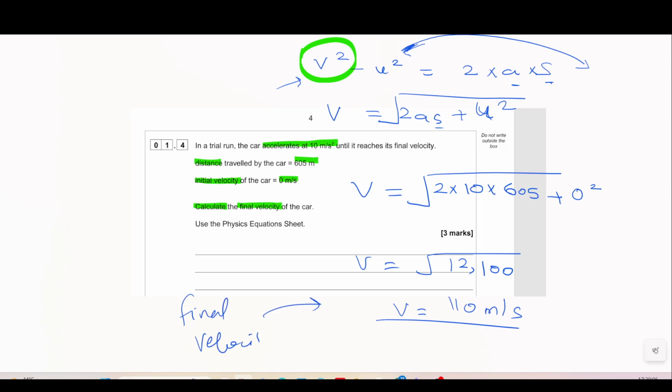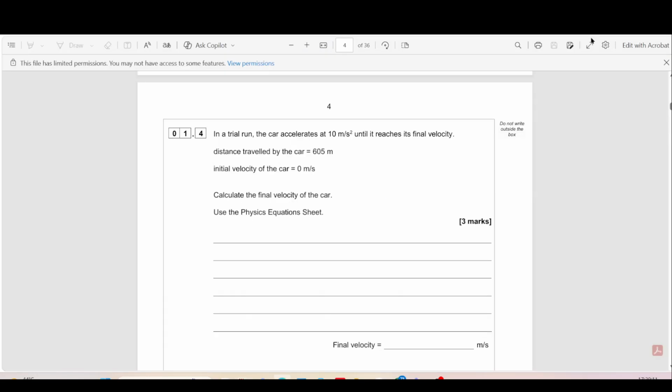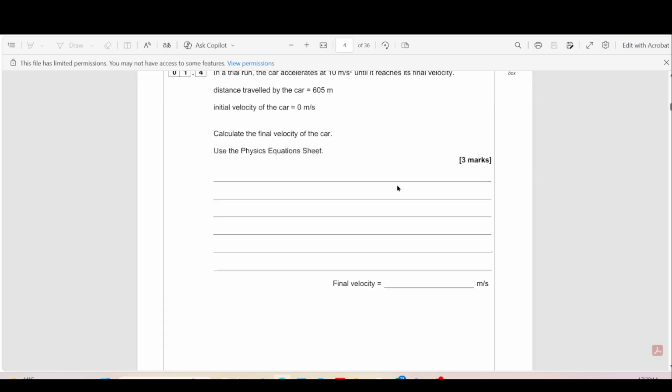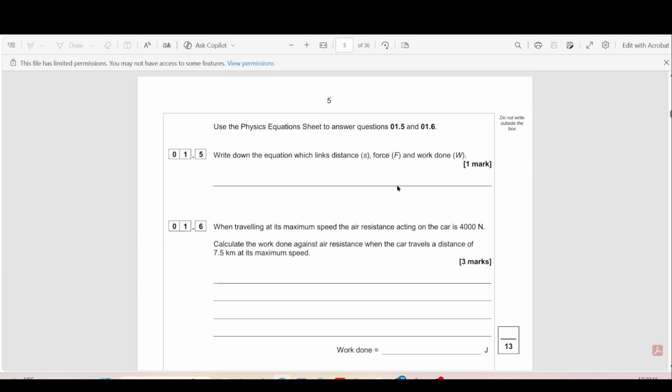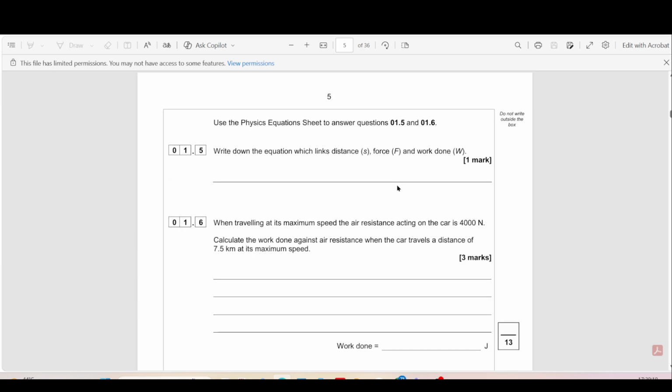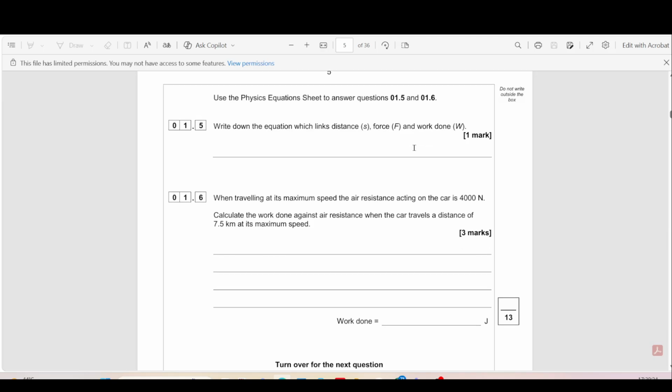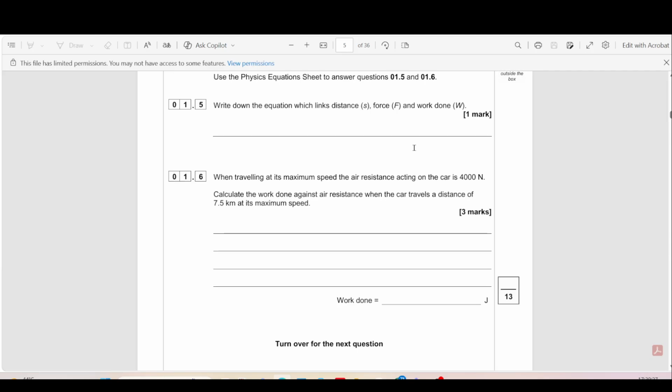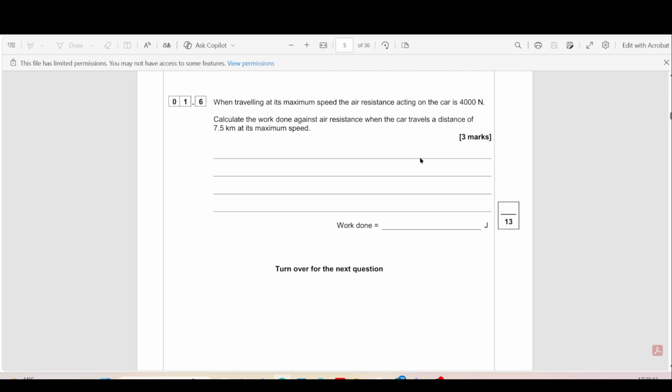Okay. So let's see the next question. 1.5. Write down an equation linking distance, force, and work done. Distance, force, work done. Work done equals force times distance. Yes, very good. That's correct.